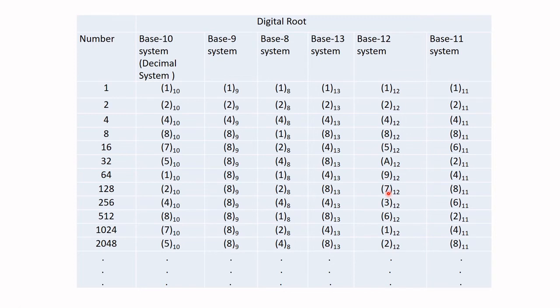9, 7, 3, 6, 1, 2. The next number here is 4. And the next is 8. In base 11 system, the repeated pattern is 1, 2, 4, 8, 6, 2, 4, 8, 6, 2, 4, 8, and so on.